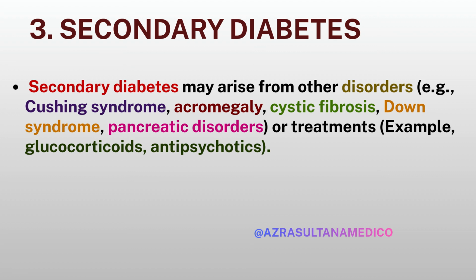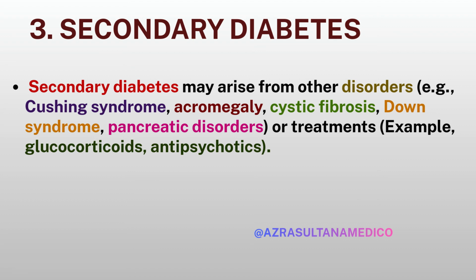3. Secondary diabetes. Secondary diabetes refers to diabetes that develops as a result of another underlying medical condition or as a consequence of certain treatments or medications. Unlike type 1 and type 2 diabetes, which are primary disorders of insulin production or action, secondary diabetes occurs when another condition interferes with insulin secretion, insulin action, or both. Causes of secondary diabetes.